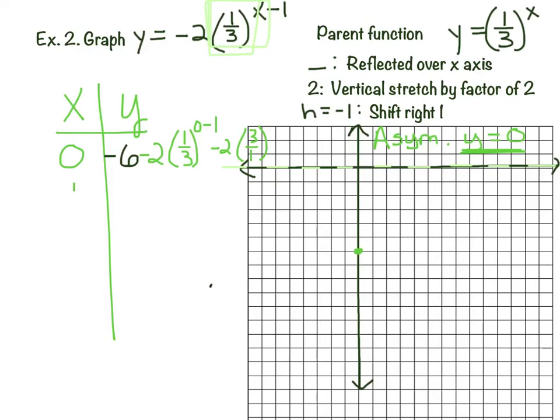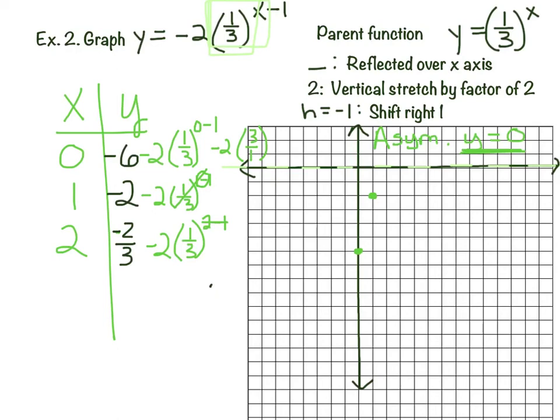All right, we could plug in a 1. And when x is 1, we've got -2 times 1/3 to the 1 minus 1, which is 0 power. Anything to the 0 power is 1, so we have a point at (1, -2), which would be right here. We could plug in a 2. We'd have -2 times 1/3 to the 2 minus 1, which equals 1. So I have -2 times 1/3, which is -2/3. So at 2, -2/3 means going down about 2/3 of the way to 1.